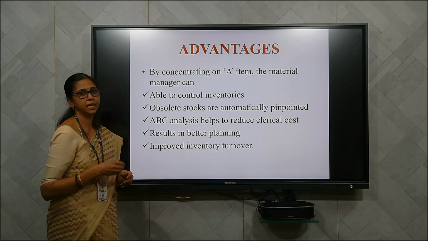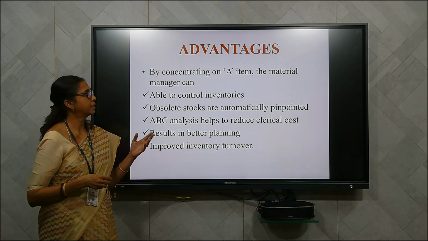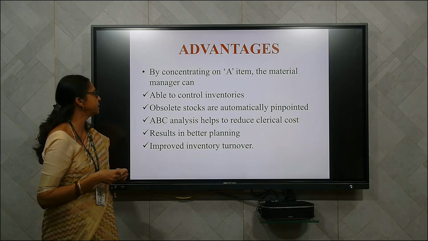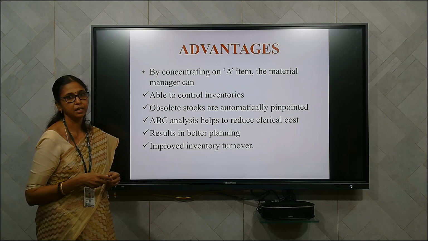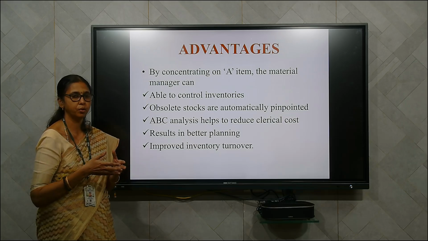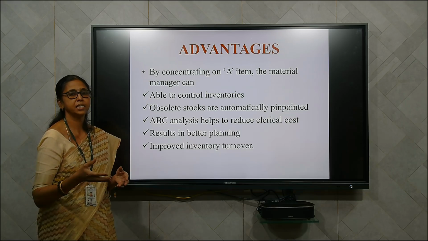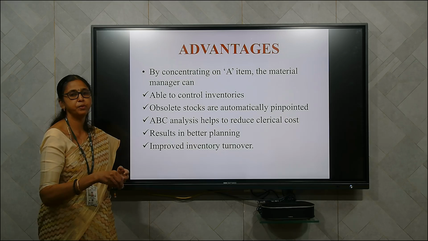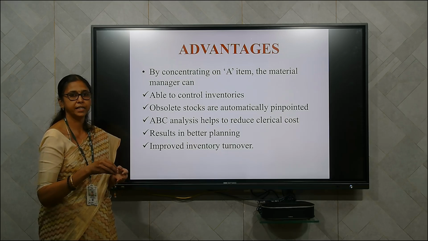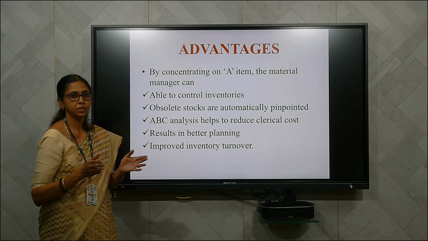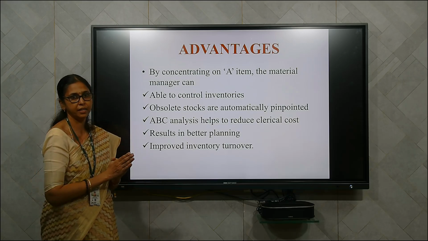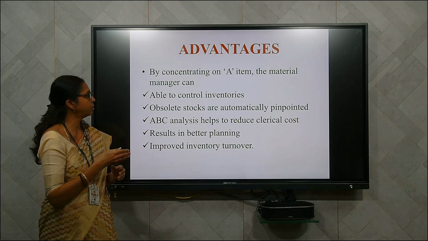So what are the advantages of this ABC analysis? By concentrating on A items, the material manager is able to control inventories. Instead of giving equal supervision to all the inventory materials, you are giving importance to the very valuable items, which are present in the A category. These are vital for the functionality of the organization. So we are prioritizing the A items and taking care of them, so we are able to control inventories.